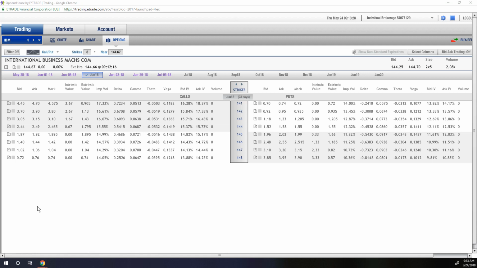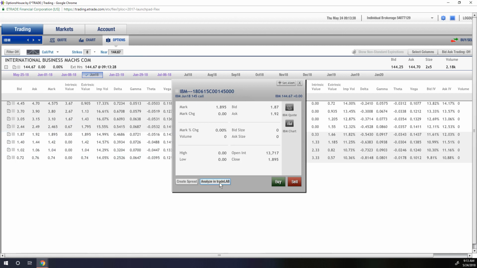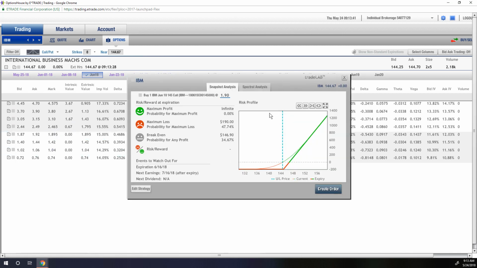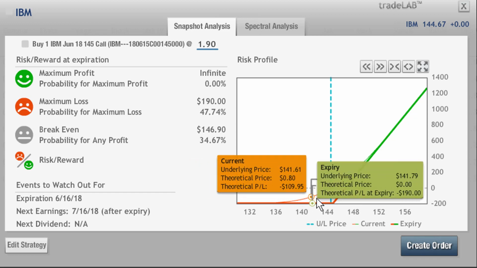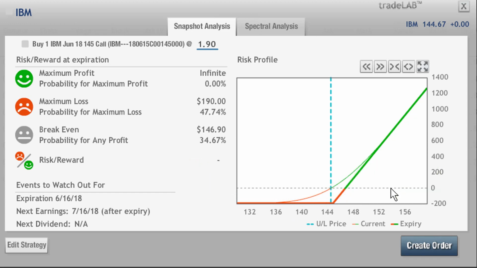So for instance, I'm here in E-Trade, and here we've got IBM trading for almost 145. So let's say we buy the 145 call, and I can analyze that, and you're going to see that you're going to get a profit and loss diagram, which we've seen before. The thicker line down here, the hockey stick shaped, is the expiration graph. And then the skinny curve right here is the current graph. And of course, that's going to change over time.